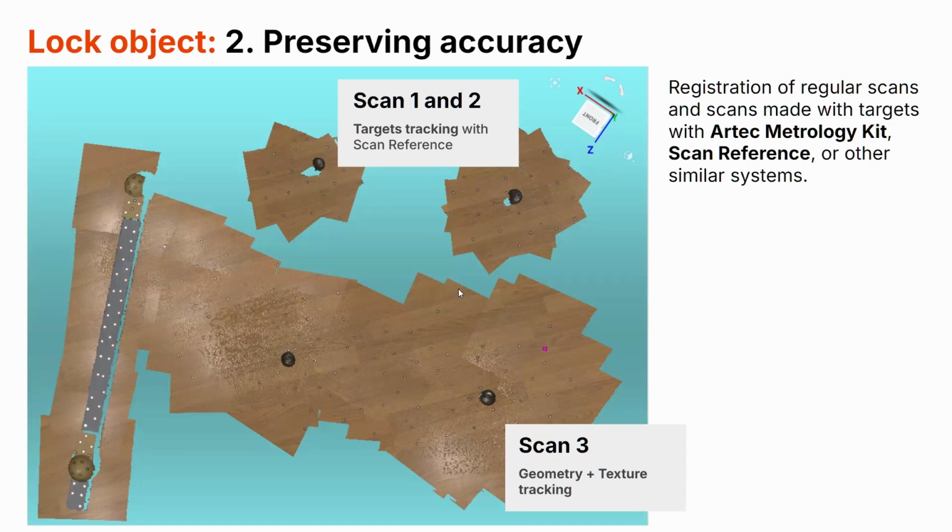To preserve the high accuracy relationship established by your targets, you need to use lock object on both. This anchors them in the coordinate system and ensures that the distance between scan 1 and scan 2 remains exactly as the targets defined it. By locking the objects, you create an immovable, rigid accuracy block that scan 3 is forced to follow.